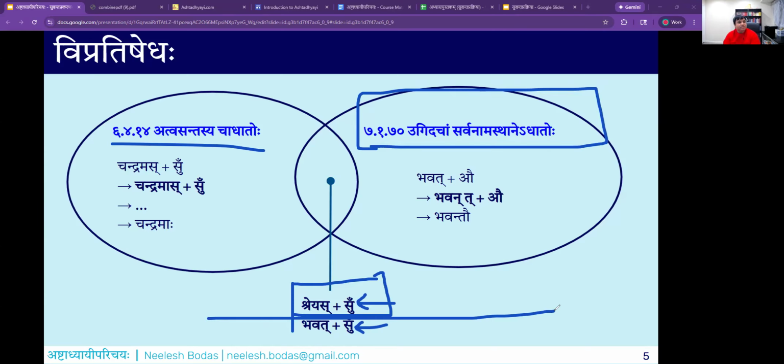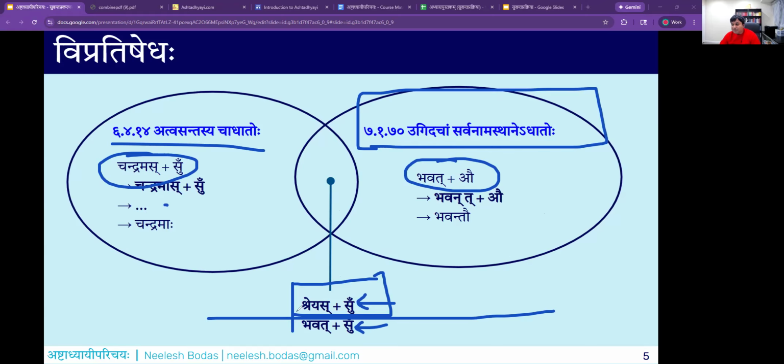It is a classic example of Vipratishedha. There is an independent example for the first sutram, namely Chandramas plus Su. There is an independent example of the second sutram, namely Bhavat plus Au. And when there is a Vipratishedha, as in Shreyas plus Su, we choose Vipratishedhe Param Karyam. We go to Ugidacham Sarvanamasthane Adhatoho. After that, we apply Atvasantasya. After that, we apply Sanyogasya and we get the final form. So far so good. No surprises over here.